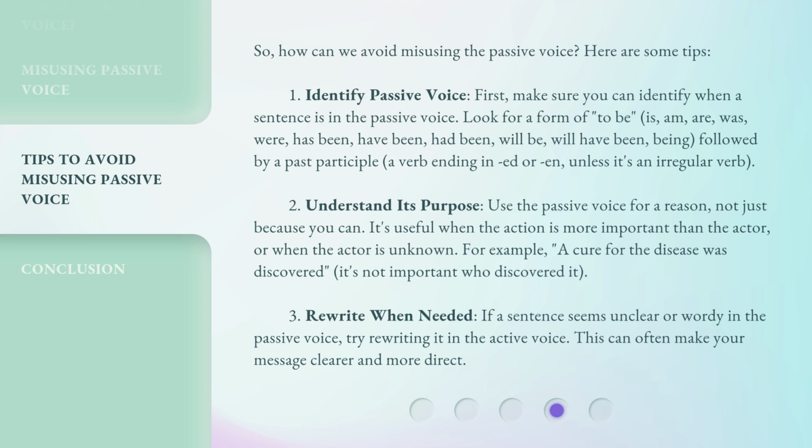2. Understand its purpose. Use the passive voice for a reason, not just because you can. It's useful when the action is more important than the actor, or when the actor is unknown. For example, a cure for the disease was discovered. It's not important who discovered it.